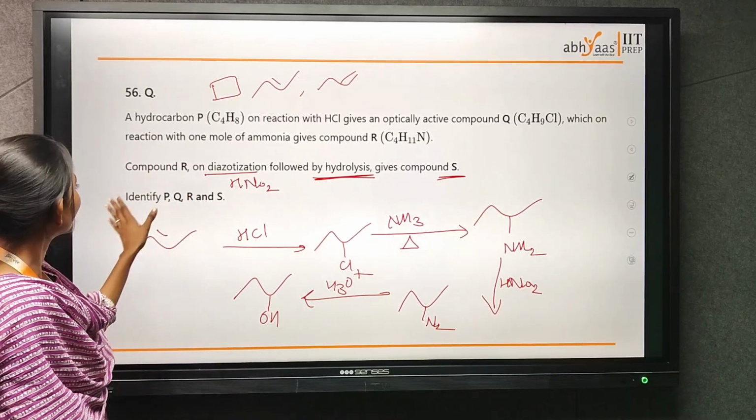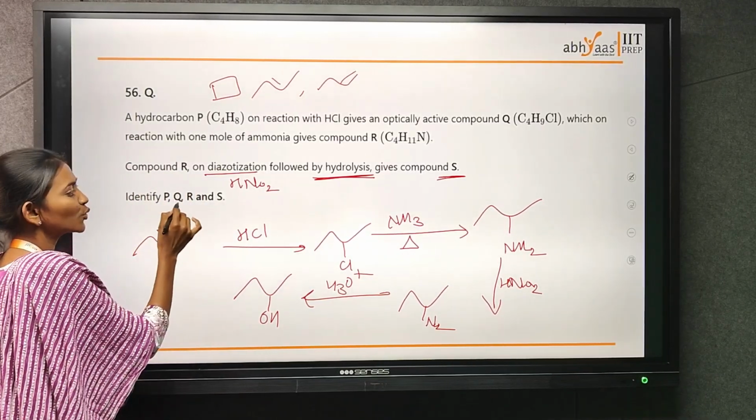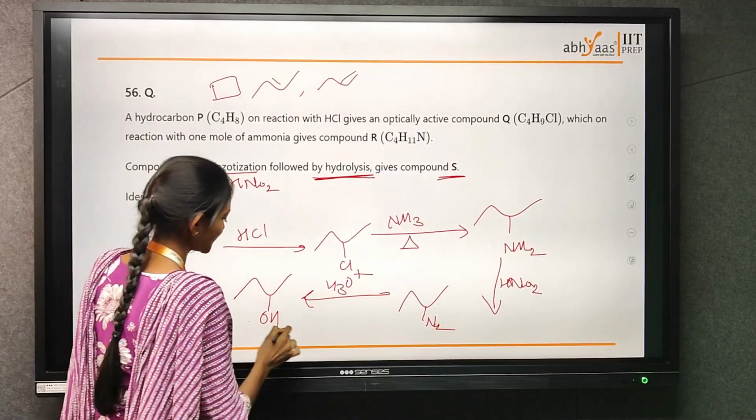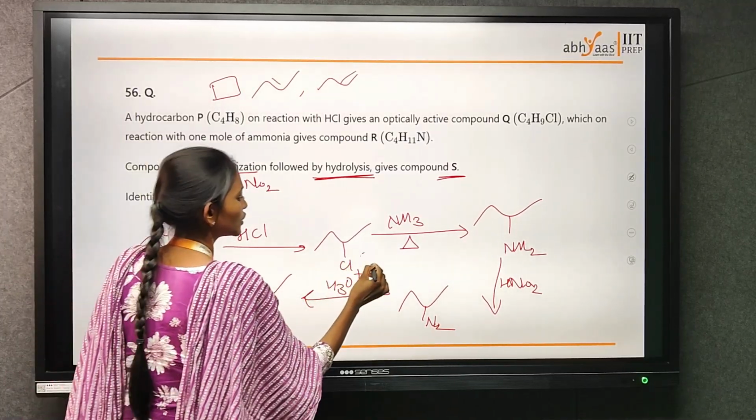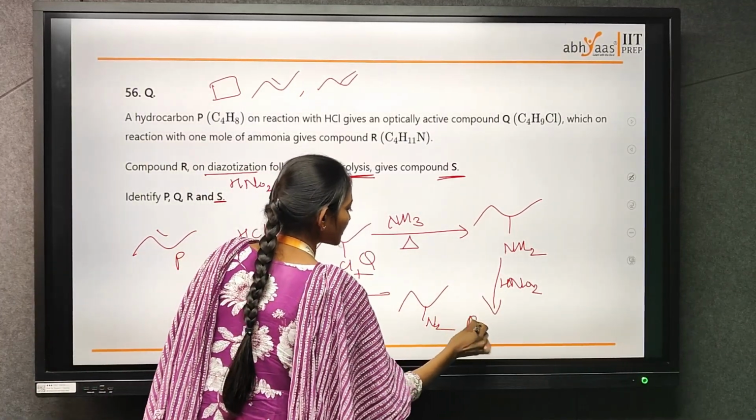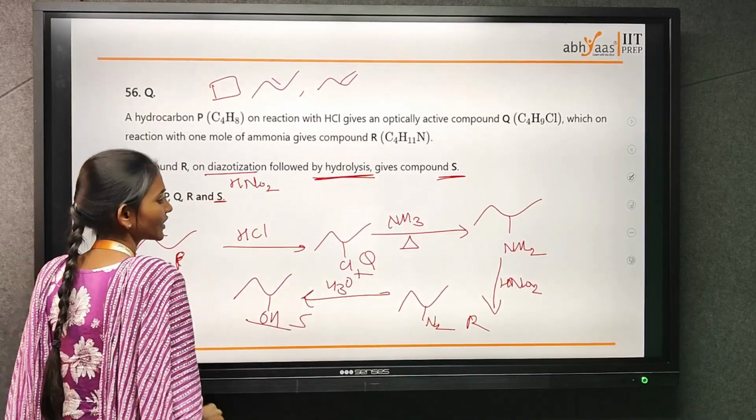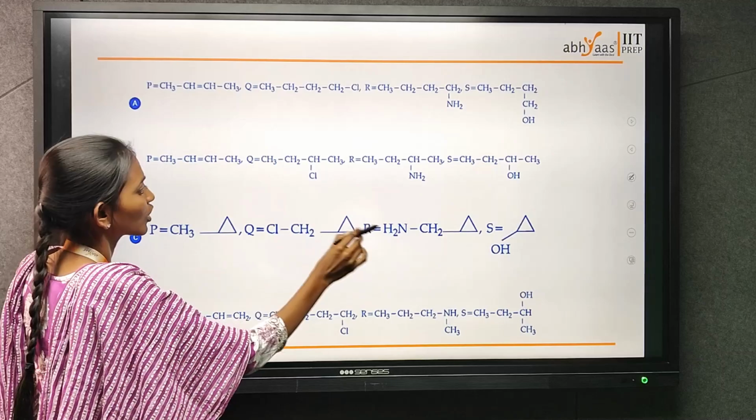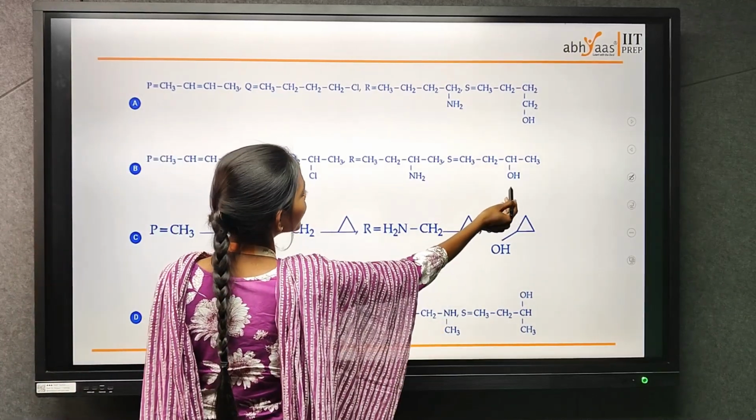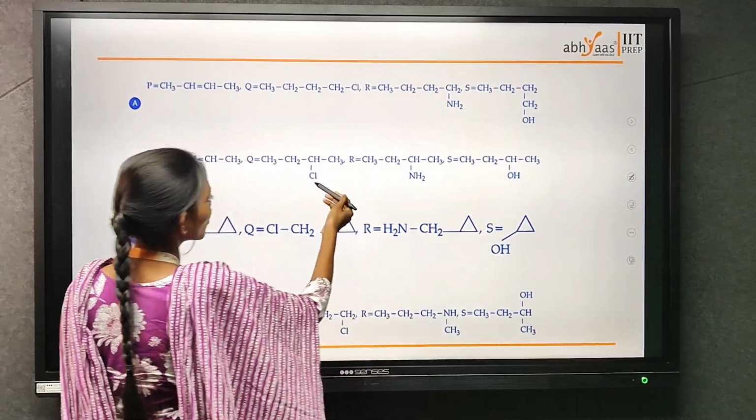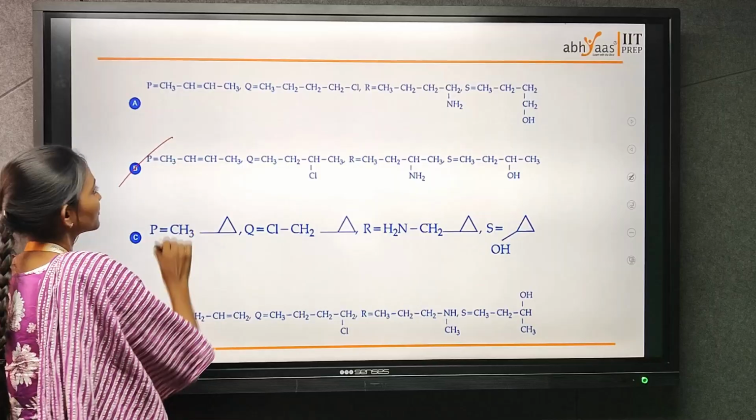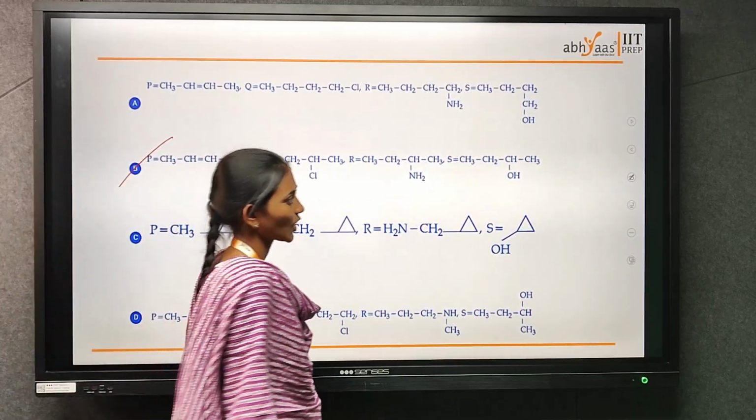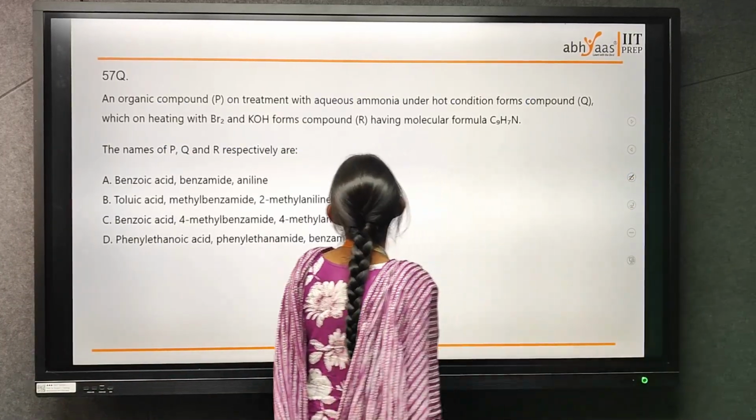Alcohol. So they are asking to identify P, Q, R and S, right? So which will be the option here itself? Alcohol at the 4th position we are having, and later we are getting chlorine, so the option will be B. Okay. Moving on to next question.